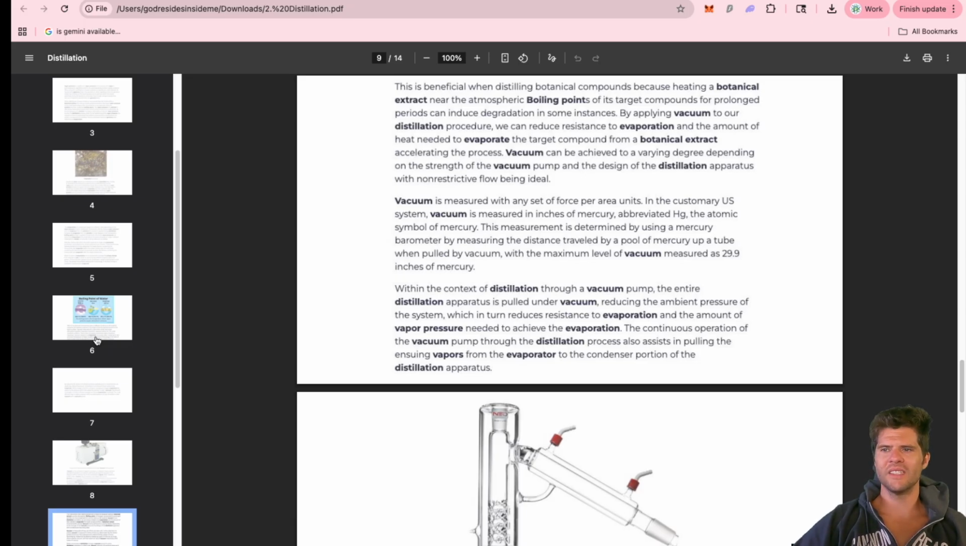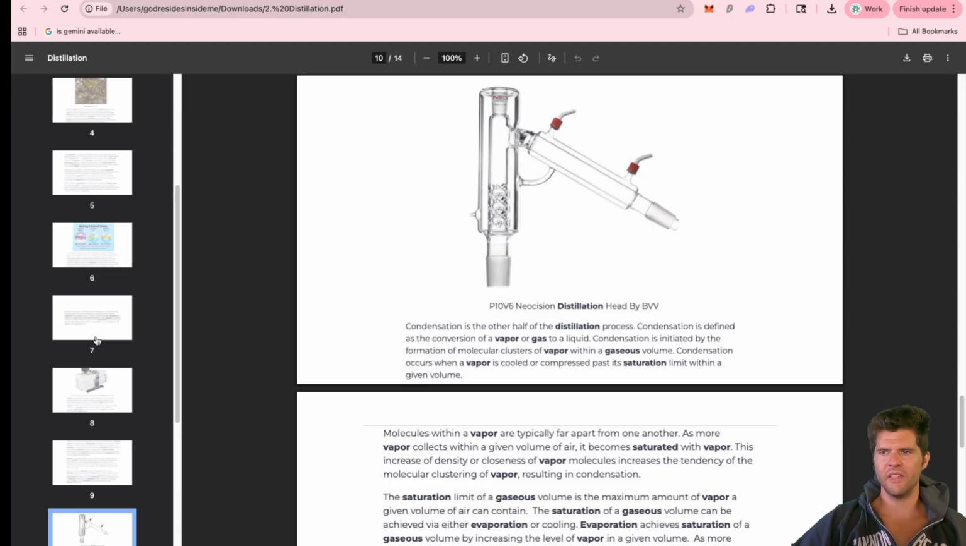Within the context of distillation, through a vacuum pump, the entire distillation apparatus is pulled under vacuum, reducing the ambient pressure of the system, which in turn reduces the resistance to evaporation and the amount of vapor pressure needed to achieve the evaporation. The continuous operation of the vacuum pump through the distillation process also assists in pulling the ensuing vapors from the evaporator to the condenser portion of the distillation apparatus.